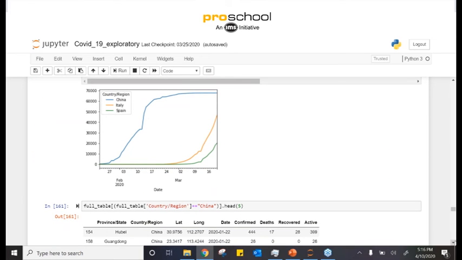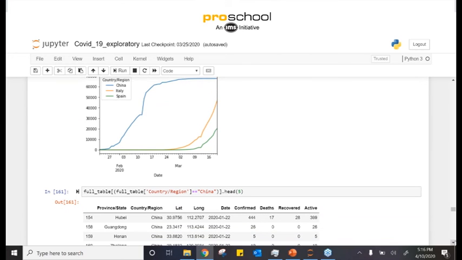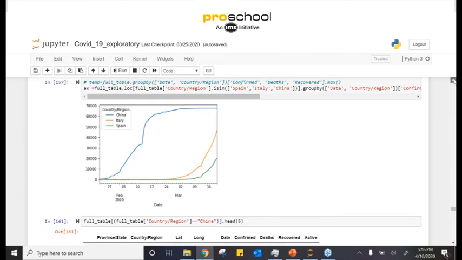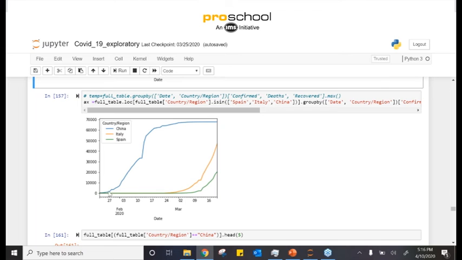Yeah, so after seeing that, I've looked at China. You can see that for China, I have a lot of data, almost Jan, Feb, and March. So we can look into what predictions come out with the help of machine learning.